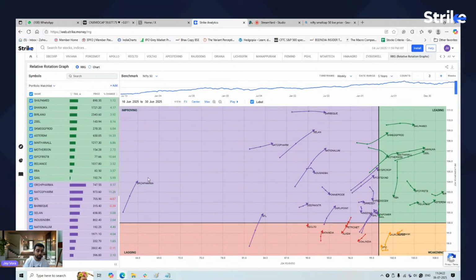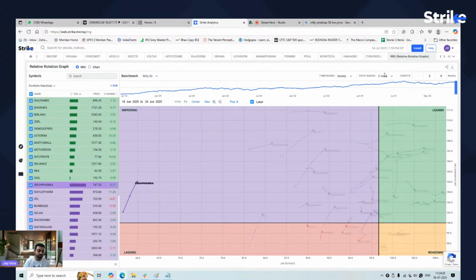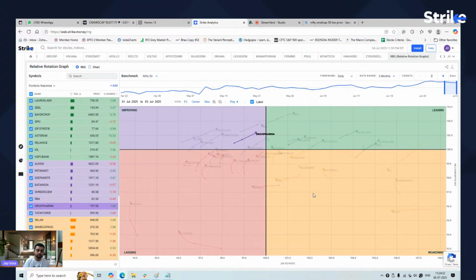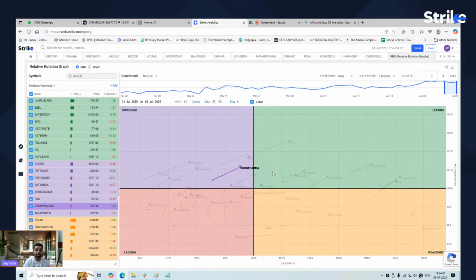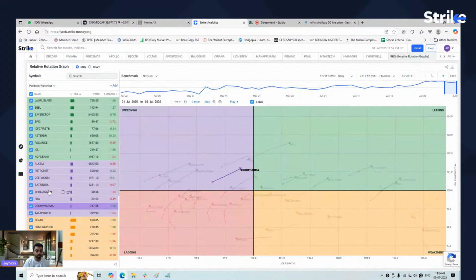So if such things happen, then you need to be careful. That's where you need to keep a close eye on it and just review it once a week. In fact, say for example, if I like Orchid on the weekly, I'll see in daily what it is doing. In daily, I can see that it is going towards the northeast side, which means the momentum is improving, and its RS is also improving. So probably this can end up becoming a good bet.